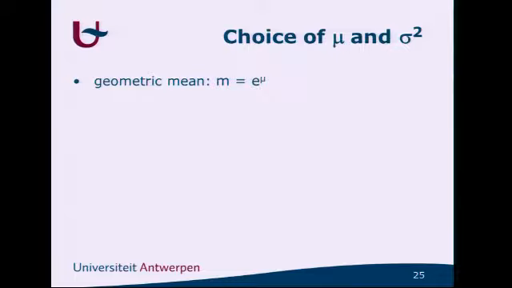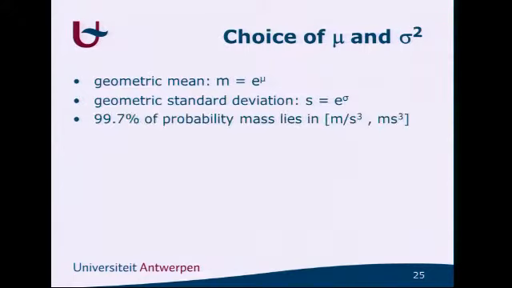Because it turns out that there are alternative parameterizations of the log normal distribution, and these alternative parameterizations make use of the geometric mean and the geometric standard deviation, which here I've denoted by m and s. The geometric mean is e to the power mu, and the geometric standard deviation is e to the power sigma. And there's a result that says that 99.7% of all the probability mass for a log normal distribution lies between m over s cubed and m times s cubed.